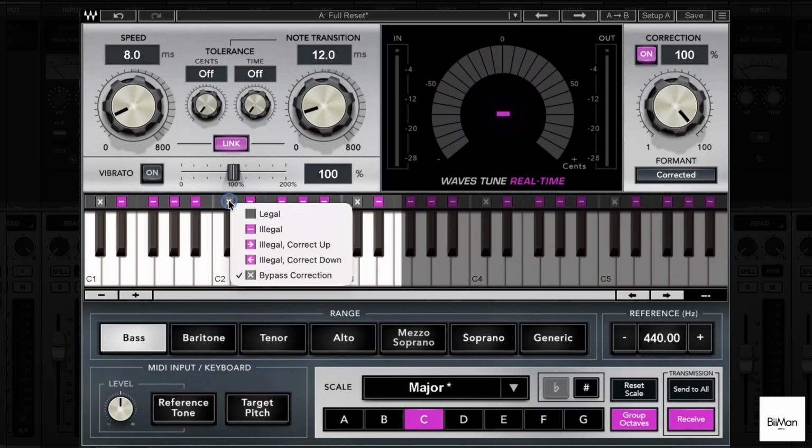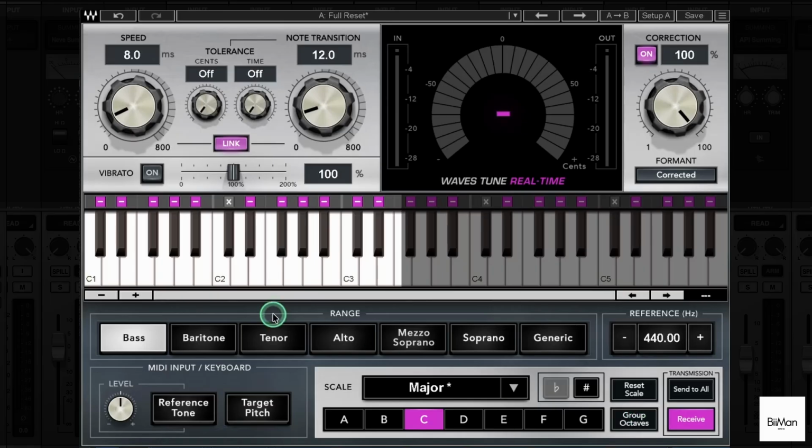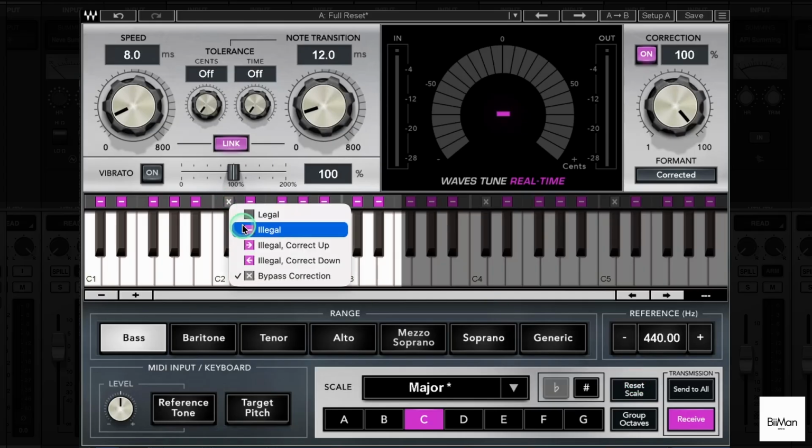You'll also notice that because we bypass correction on C sharp here on the second octave, every other C sharp has been bypassed, which is a good thing. But then there are scenarios where you'd only need the C sharp on the second octave to be bypassed. What you do is come down here to the group octaves control, right down here, guys, and you switch it off. Now when it's switched off, you have the ability to select only the C sharp on the second octave to be bypassed. Every other C sharp remains illegal, you see, guys. So we are going to put our C sharp back to illegal, and I'm going to show you some more things happening when you right click.